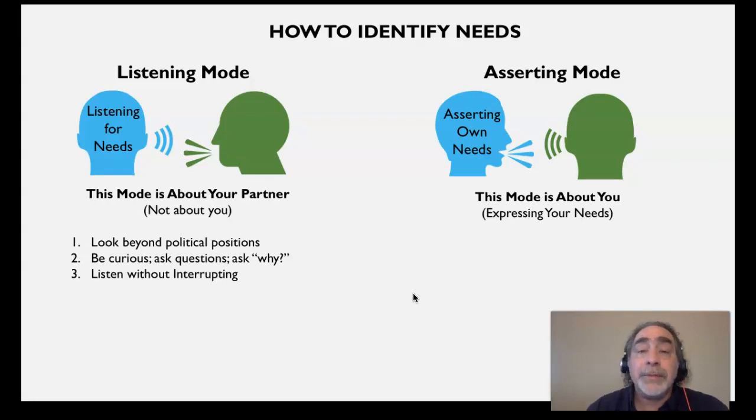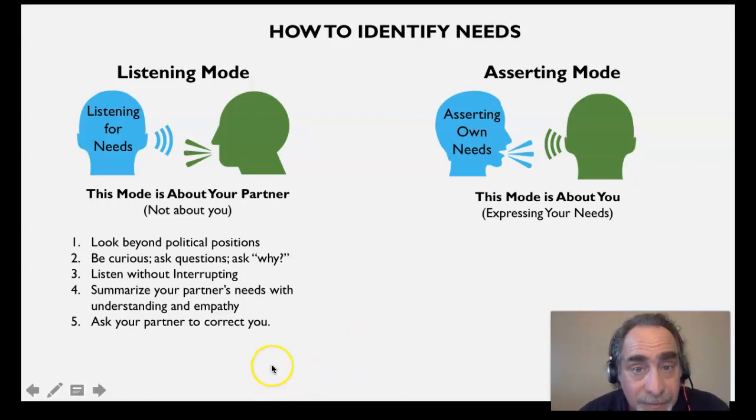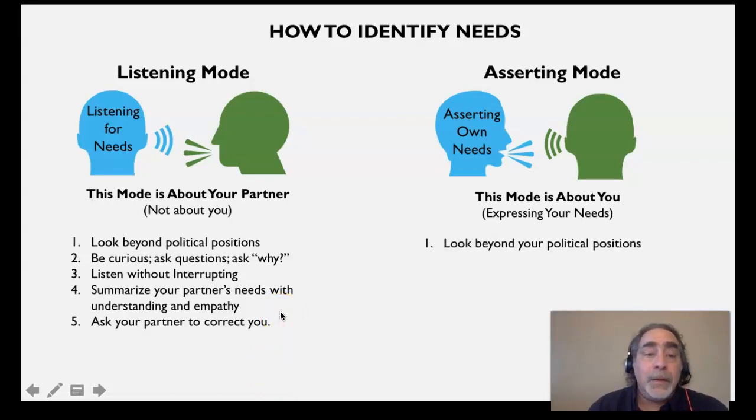You listen without interrupting. It's hard. And you try to listen and remember everything the person has said. Difficult. Summarize your partner's needs and interests and concerns. Forget the positions. Look for what's under them and summarize them to the partner. And then summarize them with understanding and with some degree of empathy if you can, and allow your partner to correct you. Keep doing that over and over until the partner feels understood. The partner's needs feel understood. And then, and only then, do we switch. Now, the other partner is listening to you, and you are asserting.